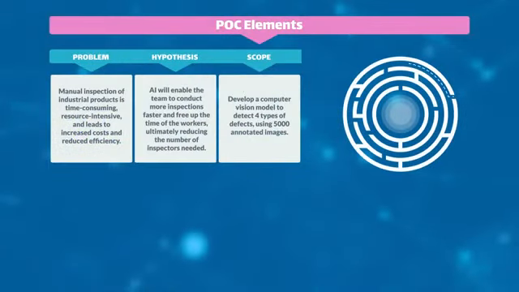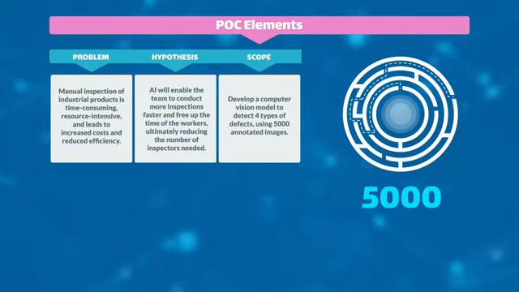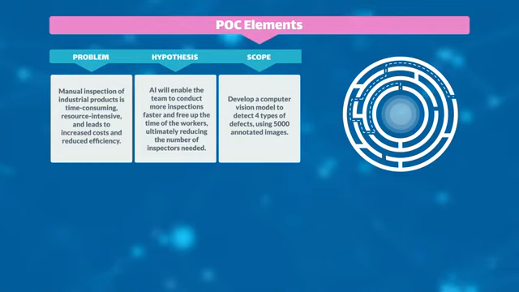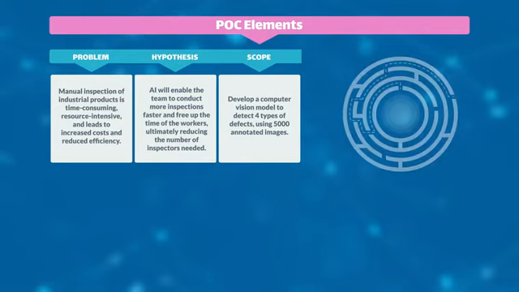In this example, the POC will focus on developing a computer vision deep learning model to detect 4 types of defects in images of industrial products. The model will be trained on a dataset of 5,000 annotated images, and the evaluation will be done on a test dataset and new images. If you'd like to know more about training or labeled datasets for AI models, I recommend you watch the first episode of this course.